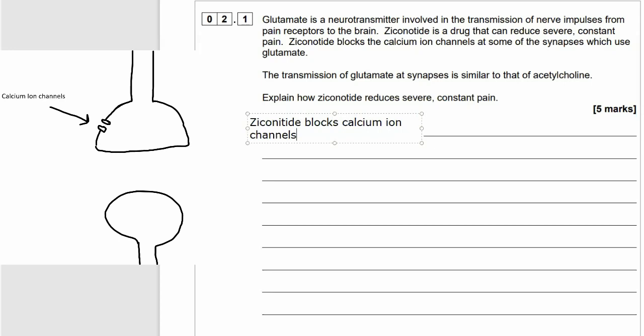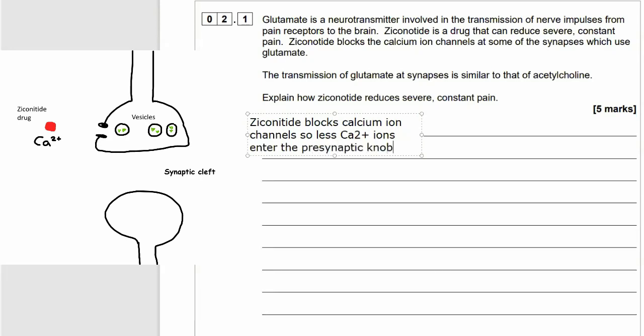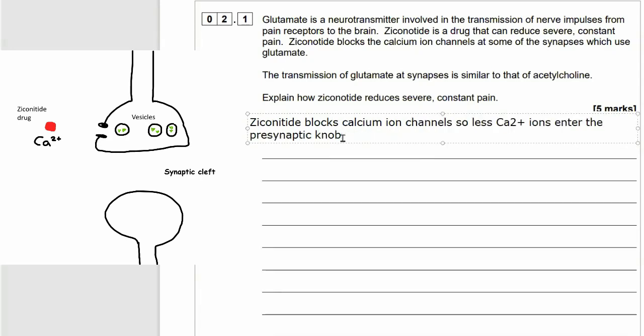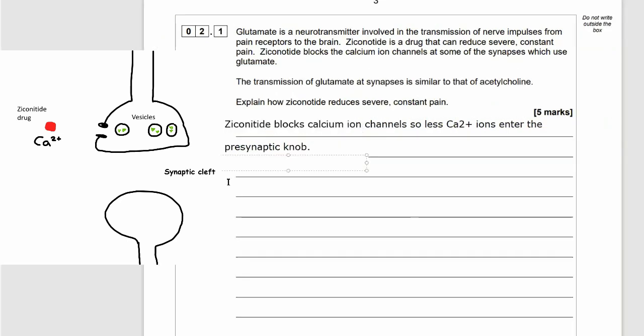So ziconotide blocks calcium ion channels. We've obviously been told that's what it does. And we now need to explain, to get the marks, how that reduces impulses to the brain. So if it blocks those calcium ion channels, like in the diagram, then fewer calcium ions enter the presynaptic knob, and that's your first mark.